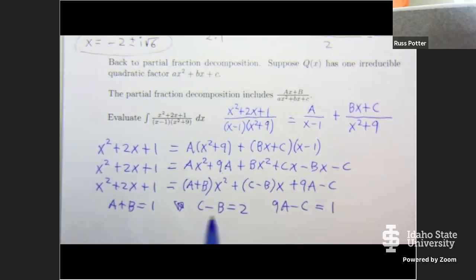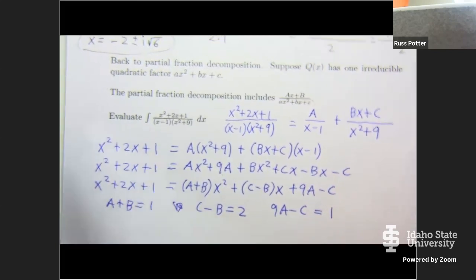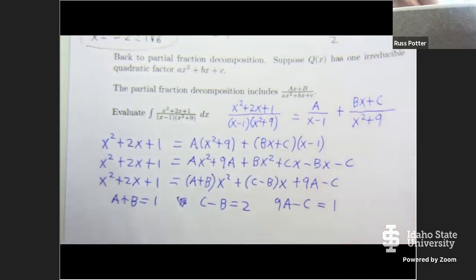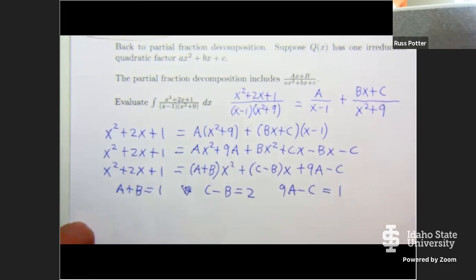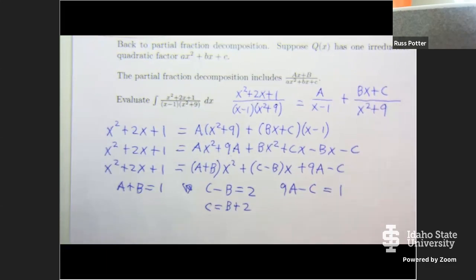Okay, so we have 3 equations with 3 unknowns. The equations are independent, it appears. So that means it's possible to find the values of a, b, and c. So I guess I'll start with the middle equation. I'll solve for c. So c is equal to b plus 2. And then in the third equation, I'll replace c with b plus 2.